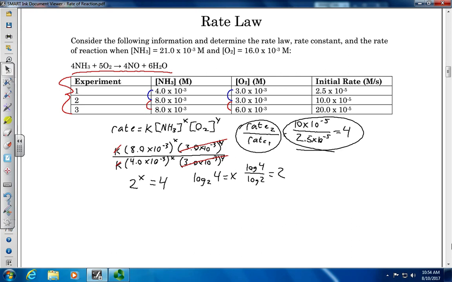It's useful to know these properties of logarithms because what if it was 5 instead of 4? Or what if it was 6 instead of 4? 2 to what power equals 6? That's not readily available information unless you are comfortable with decimals. So it is to your benefit to understand how to rewrite in terms of logarithms. So we now know that x is equal to 2.